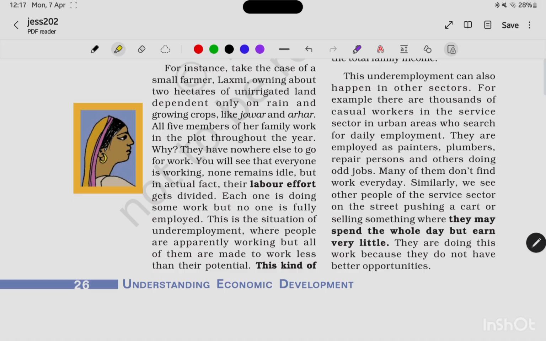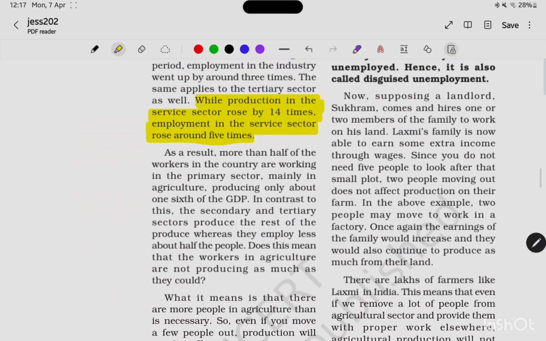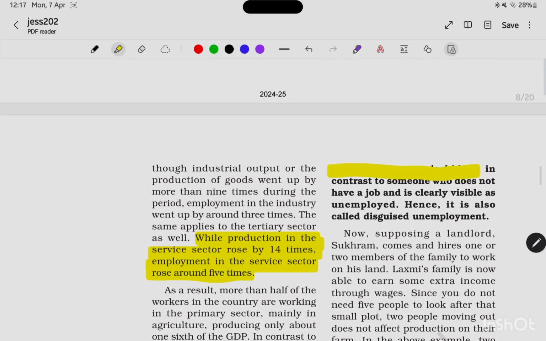When people are apparently working, but all of them are made to do less than their potential, this kind of underemployment is hidden, in contrast to someone who does not have a job and is clearly visible as unemployed. Hence, it is also called disguised unemployment. Okay.